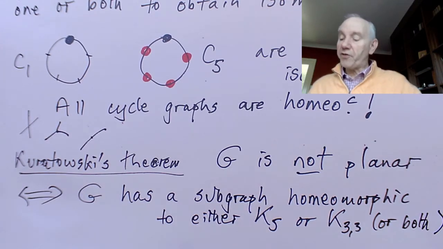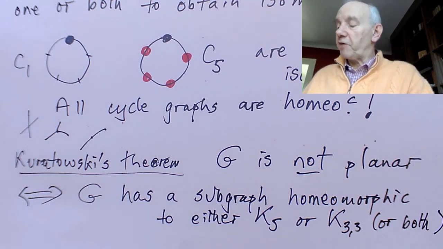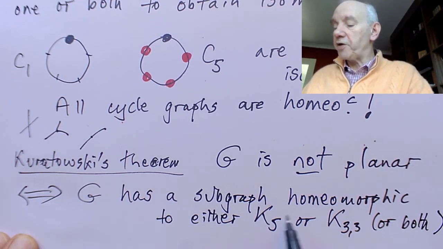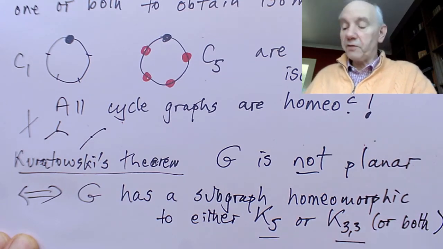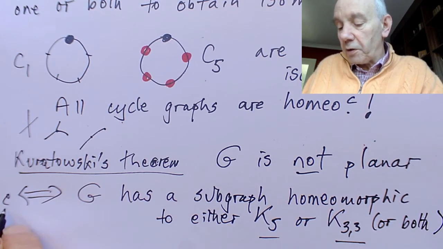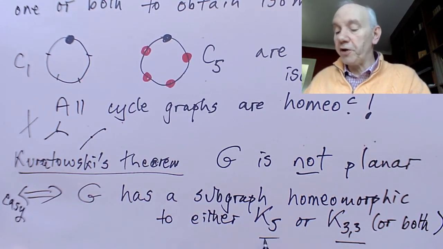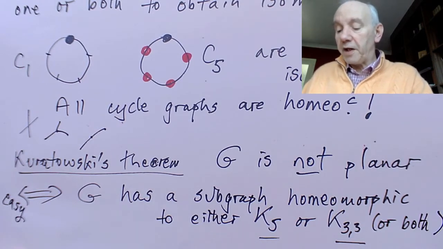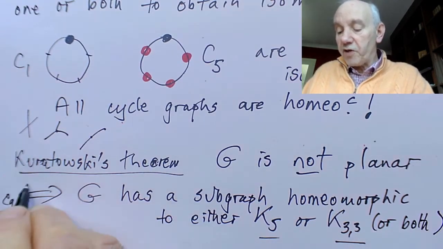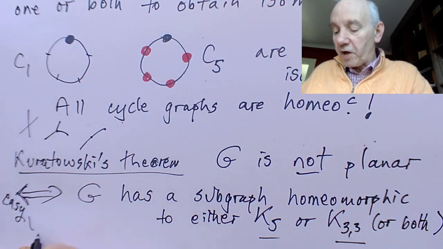You see, it's obvious that if G has a subgraph homeomorphic to K5 or K33, then this implies that G is not planar. Once we know that, as we should already, that K5 and K33 are not planar, then the implication backwards is easy. So this is easy because K5 and K33 are not planar.